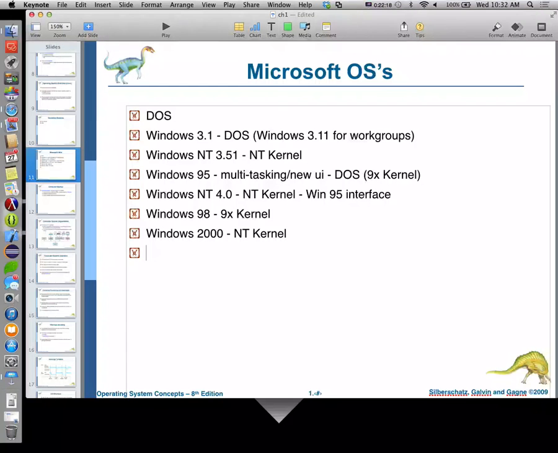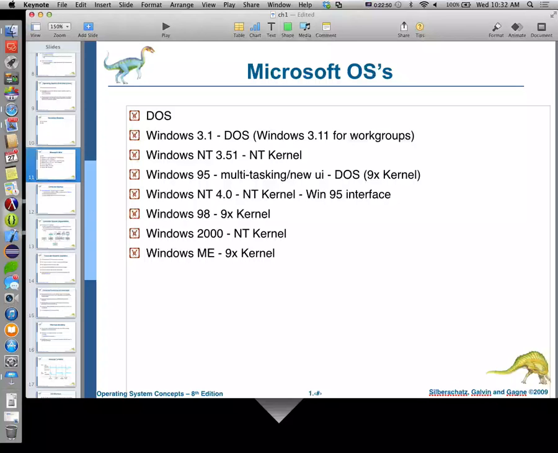All right, what's next? You mentioned Windows Millennium, right? Millennium Edition, Windows ME. Which kernel was this? It would have to be the consumer one. Yep, this is the 9X kernel. All right. And what was the difference between 98 and ME?